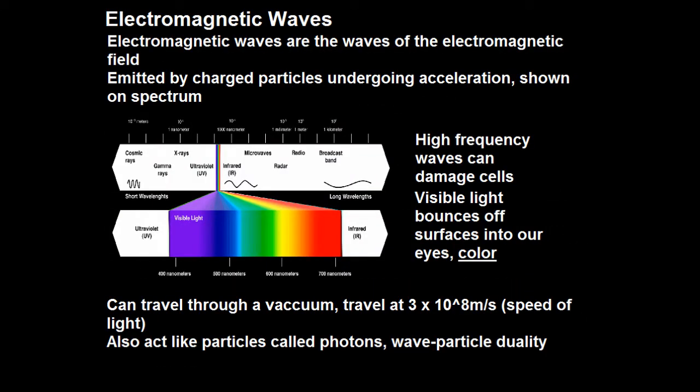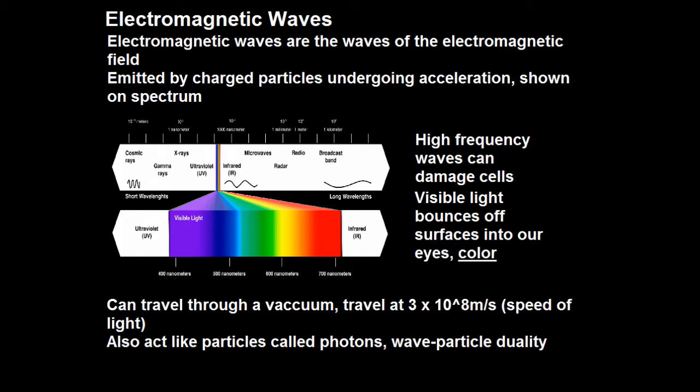Electromagnetic waves are the waves of the electromagnetic field. They are emitted by charged particles undergoing acceleration. And the chart that we see here is the electromagnetic spectrum. It has waves with the shortest wavelengths, such as gamma rays, and then waves with the longest wavelengths, such as radio waves. And that little section in the center with color is visible light.